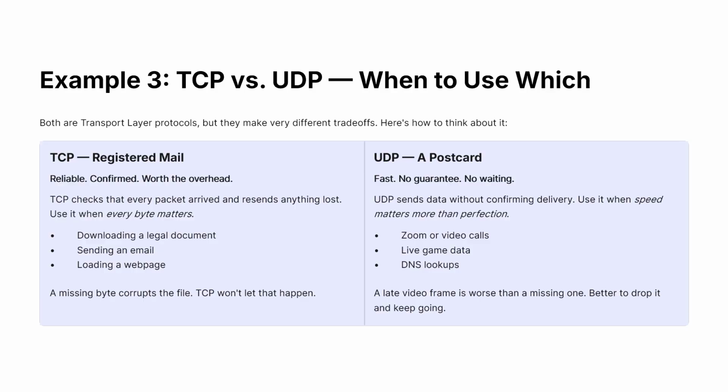Same principle. DNS lookups use UDP because they're tiny and fast, and if you don't get a response, you just ask again. Email uses TCP because losing part of a message is unacceptable.